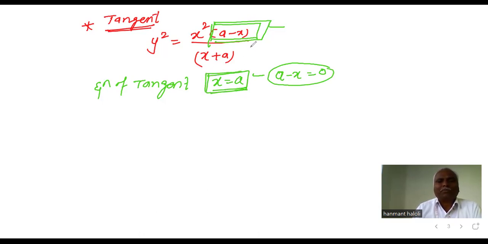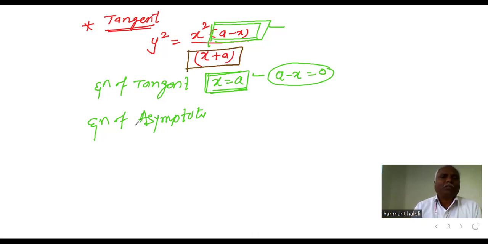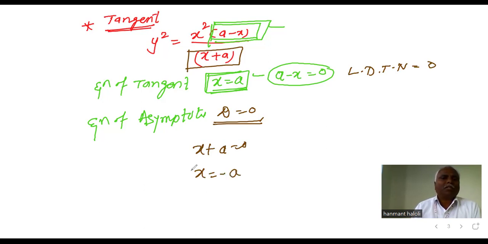I'll repeat once again. The lowest degree term of the equation, make it equal to 0 after converting to one side. Then you say that is the equation of a tangent. Similarly, you get the equation of the asymptote also. Asymptote means again put the denominator equal to 0. Then you get the asymptote. Here the lowest degree term in the denominator equal to 0 means x plus a equal to 0, and x equals minus a. This is the equation of the asymptote. You got the asymptote, you got the equation of the tangent, and you got whether the curve is passing through the origin or not, and all these things.